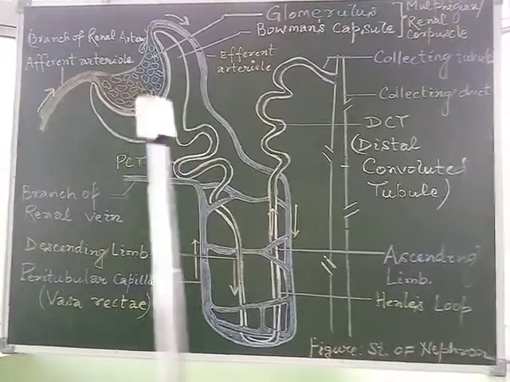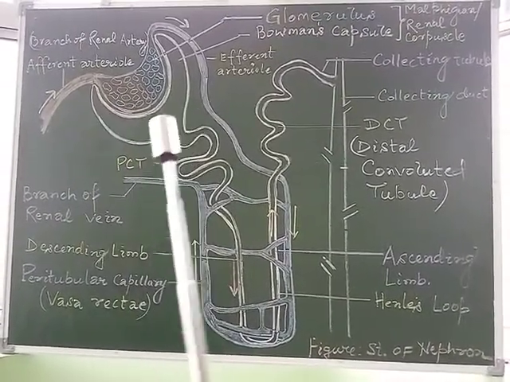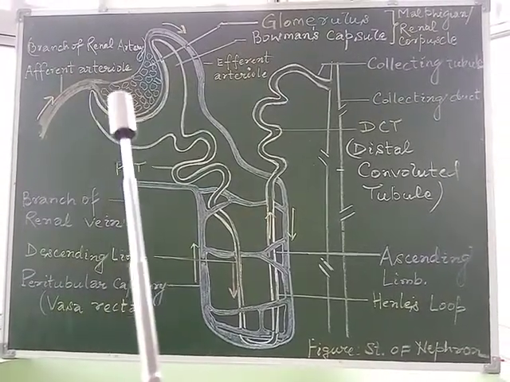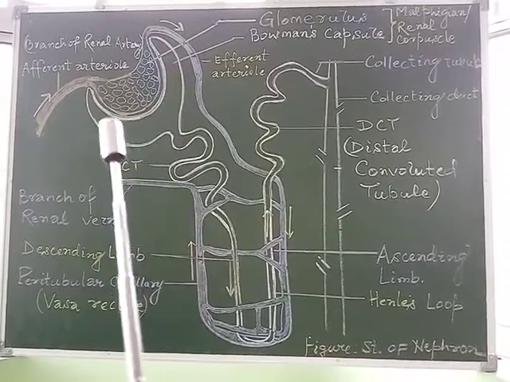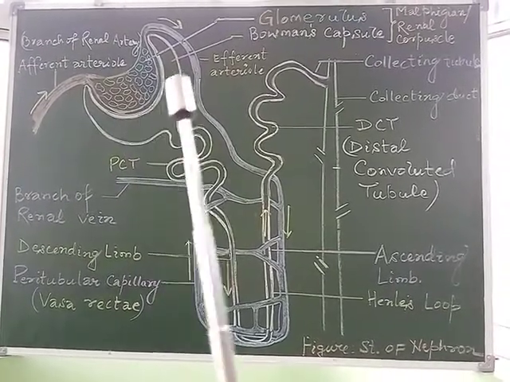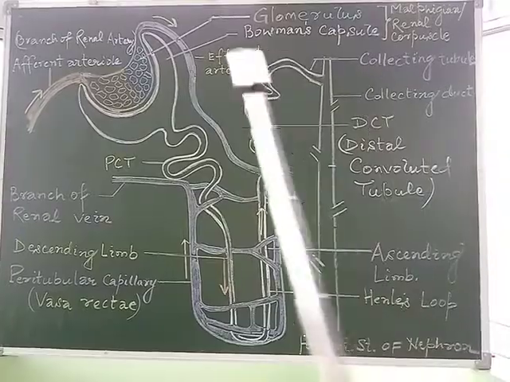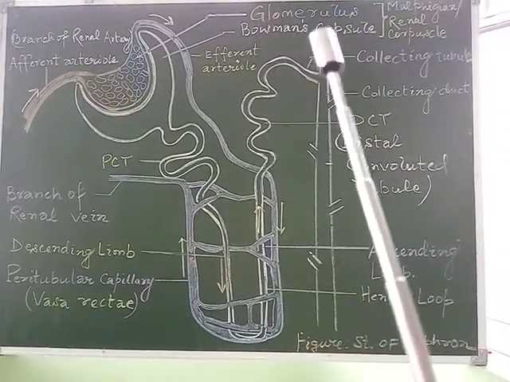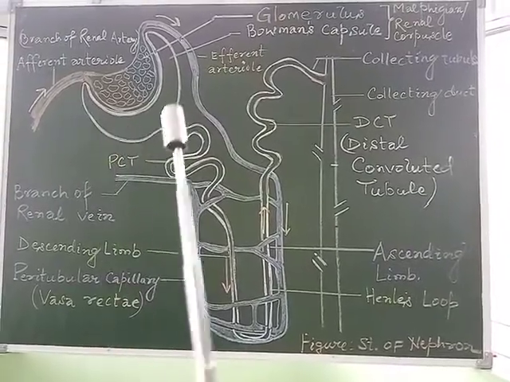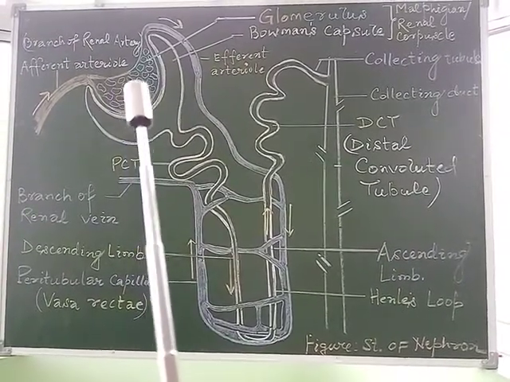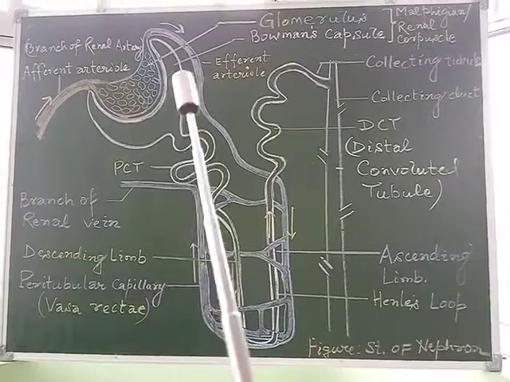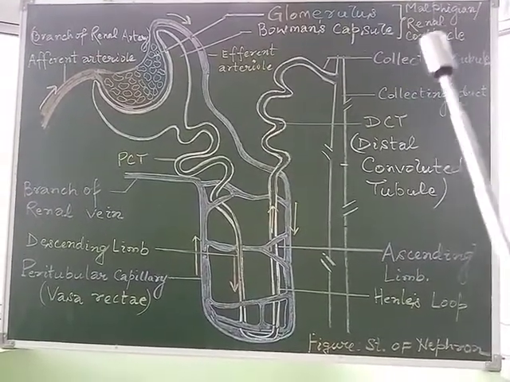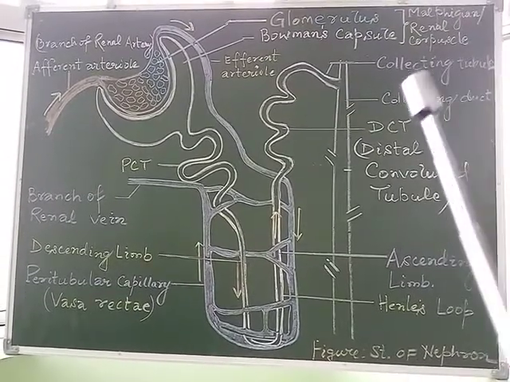If we go through the structure, we may observe the blood vessel which enters this cup-like depression called Bowman's capsule and forms a tuft of capillaries known as the glomerulus. Compositely, the glomerulus and the Bowman's capsule are called the Malpighian corpuscle or renal corpuscle.